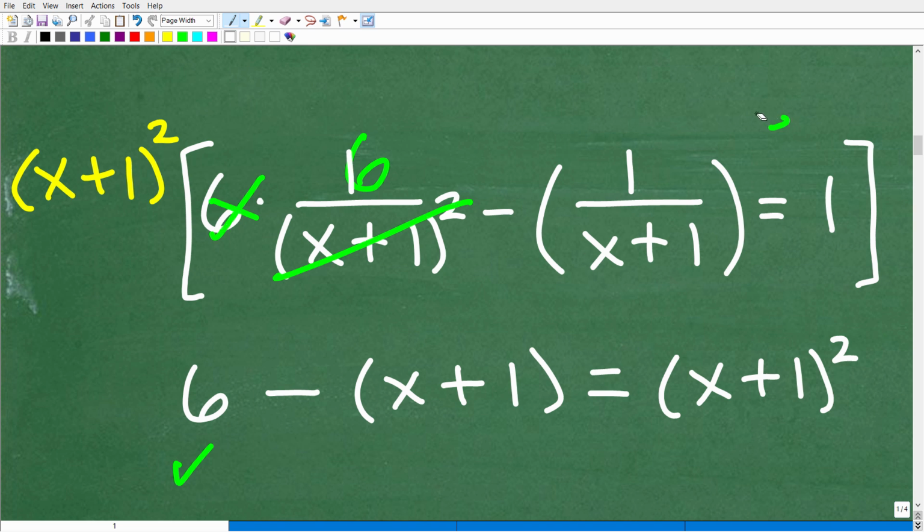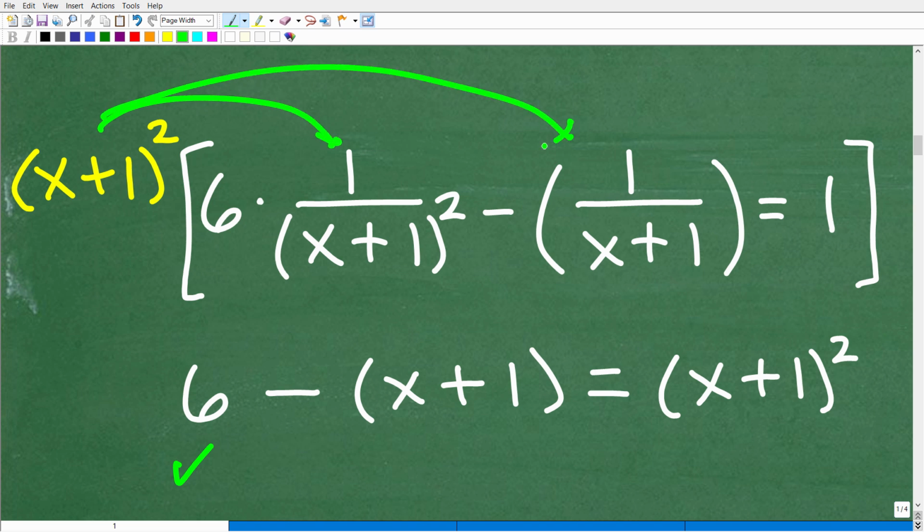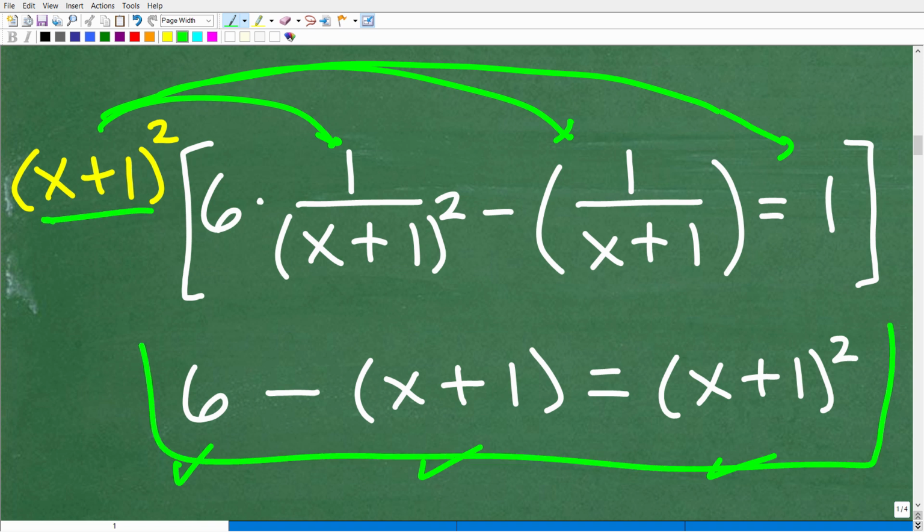Listen, this problem is, I would say, a medium level problem in terms of difficulty. All right, so we just did this times this, and this times this is the result of that. And then (x + 1)² times 1 is (x + 1)². So we just took the LCD and multiplied it by the entire equation, and now I have myself a lovely equation with no fractions. That was the whole reason why we did this.